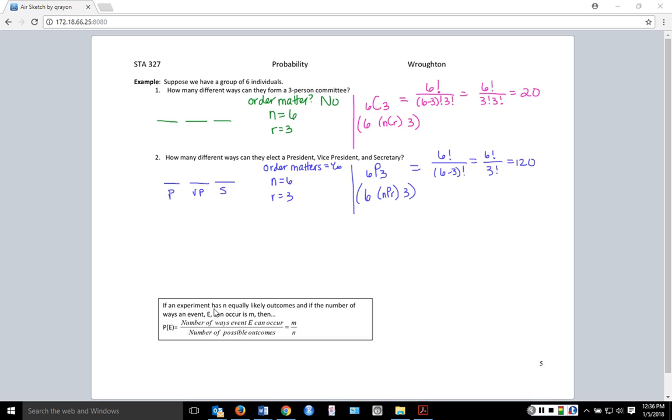If an experiment has n equally likely outcomes, and if the number of ways an event E can occur is m, then I'm just going to take my number of ways that event E can occur, which is m, over my total number of possible outcomes, which is n. But again, it's important that they're all equally likely, in the sense that we're drawing things randomly. One person is not more likely to be selected than the other, like in our example.